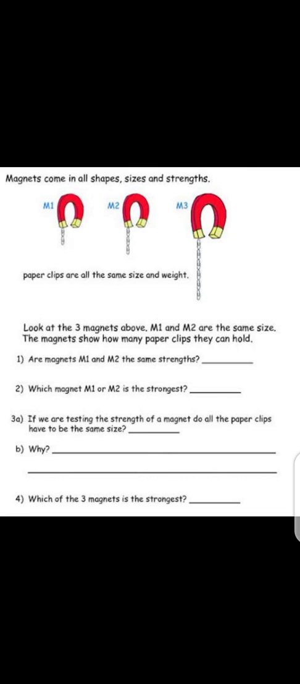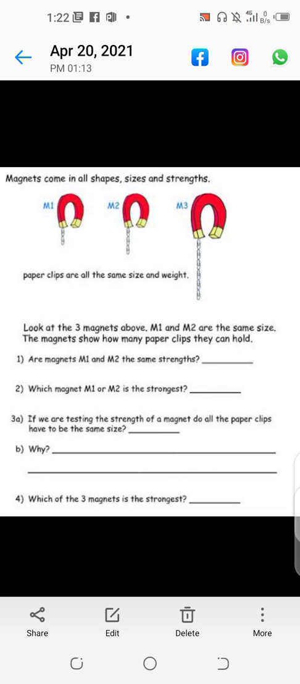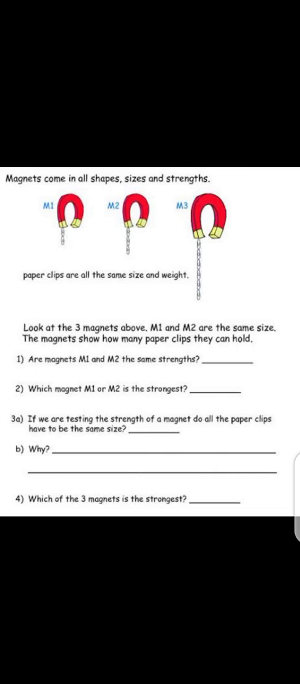In this case, we are choosing different sizes of the magnet, and this is what we are varying, and we are also checking if same size matters. You can see that the same size matters because even though M1 and M2 are of the same size, M2 is stronger. Question number 4 is, which of the three magnets is the strongest? Obviously M3 is the strongest, and M2 and M1 are less strong, but M2 is more strong as compared to M1, because it can hold 3 paper clips.